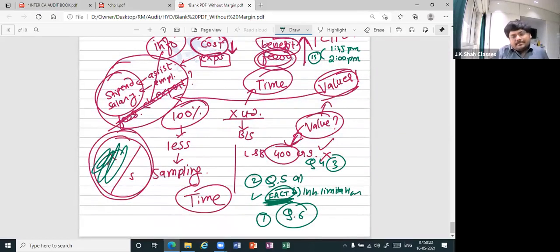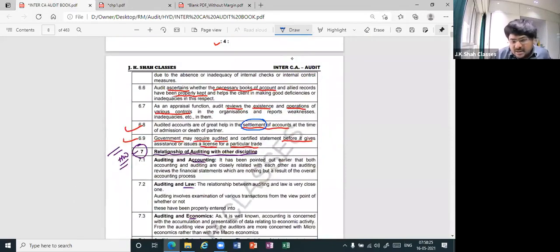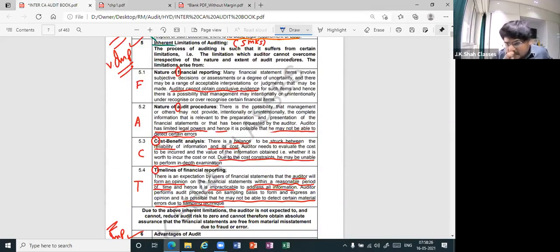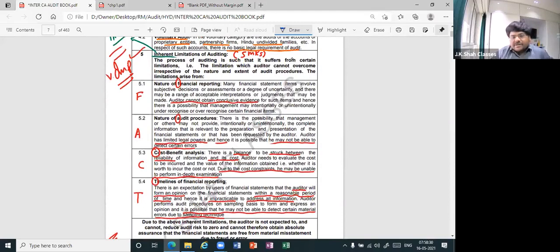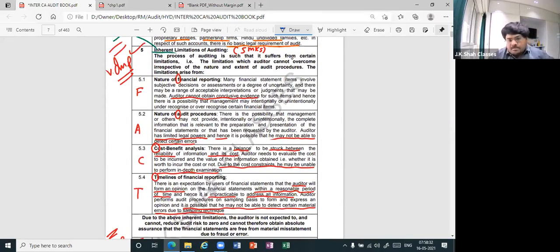All cool? Wait, come to the textbook. First let us mark, then I'll tell you what to do of the key. See, it is above advantages only. Inherent limitations of auditing. Come on, mark it, write it, underline it.